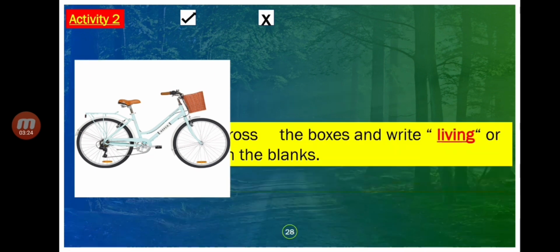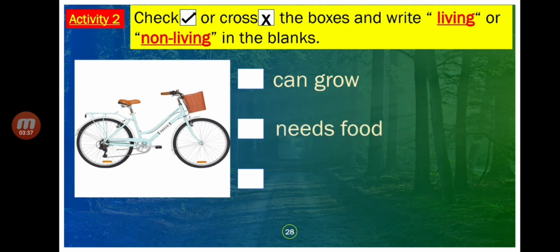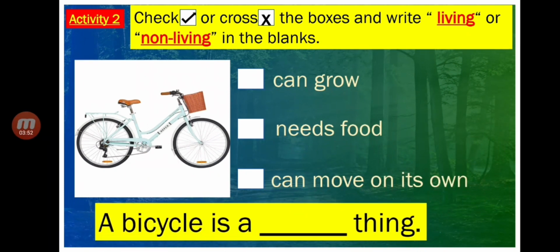And for the next one, this bicycle. Bicycle can grow, check or cross, I mean. Second, bicycle needs food, check or cross. And next, bicycle can move on its own, check or cross. And a bicycle is a blank thing. Very easy, right? Living thing or non-living. You write your answer in the blank.